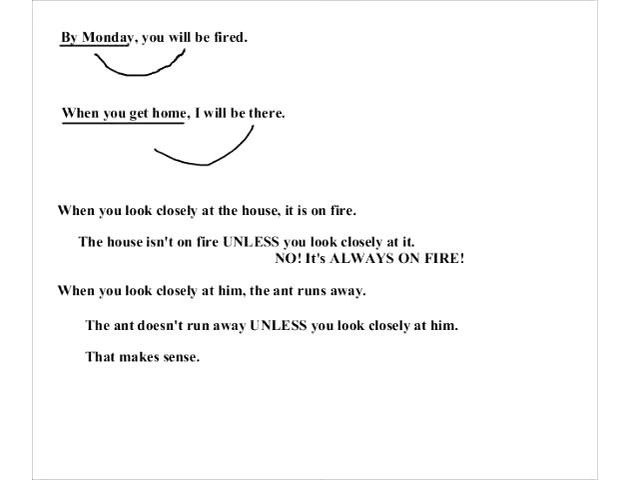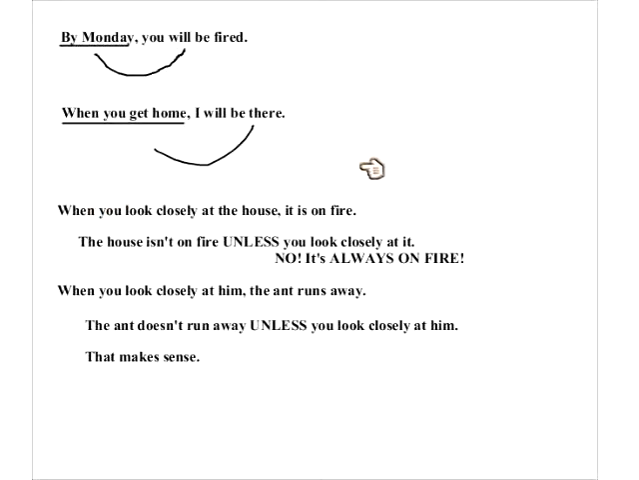And you can frown if you don't quite recognize it. Okay, so I see a little bit of frowning. I'll try one more time. Why not, right? If I say, when you look closely at the house, it is on fire. The implication there is that it's only on fire when you look closely at it. That's what it means when you say the word when.